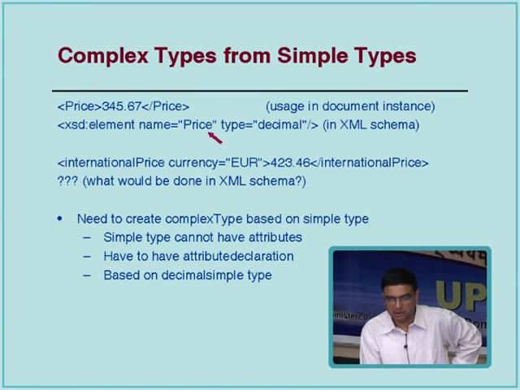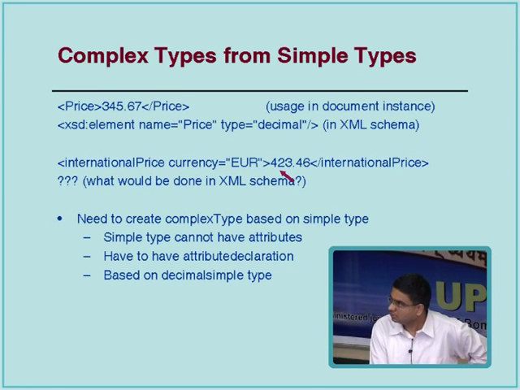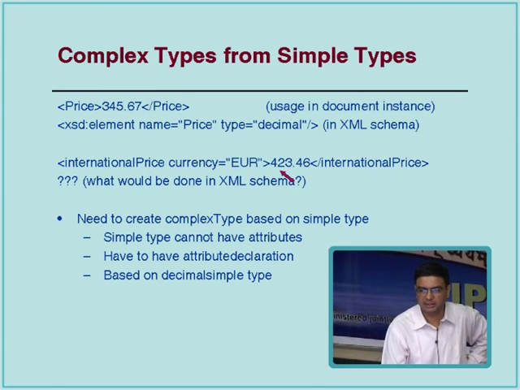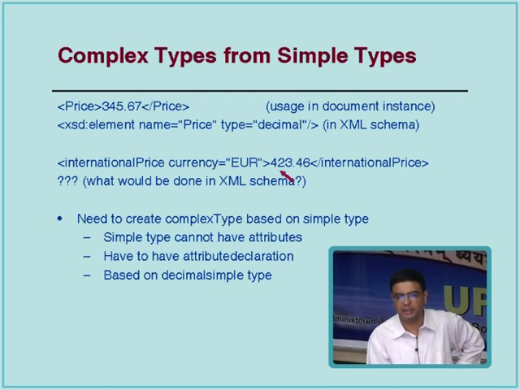This doesn't conform to this, remember. I have described this is an instance. This is a specific instance appearing in an XML document. What would be the corresponding definition in an XML schema? A simple type can't have attributes, so we can't do this. So you have to create a complex type.